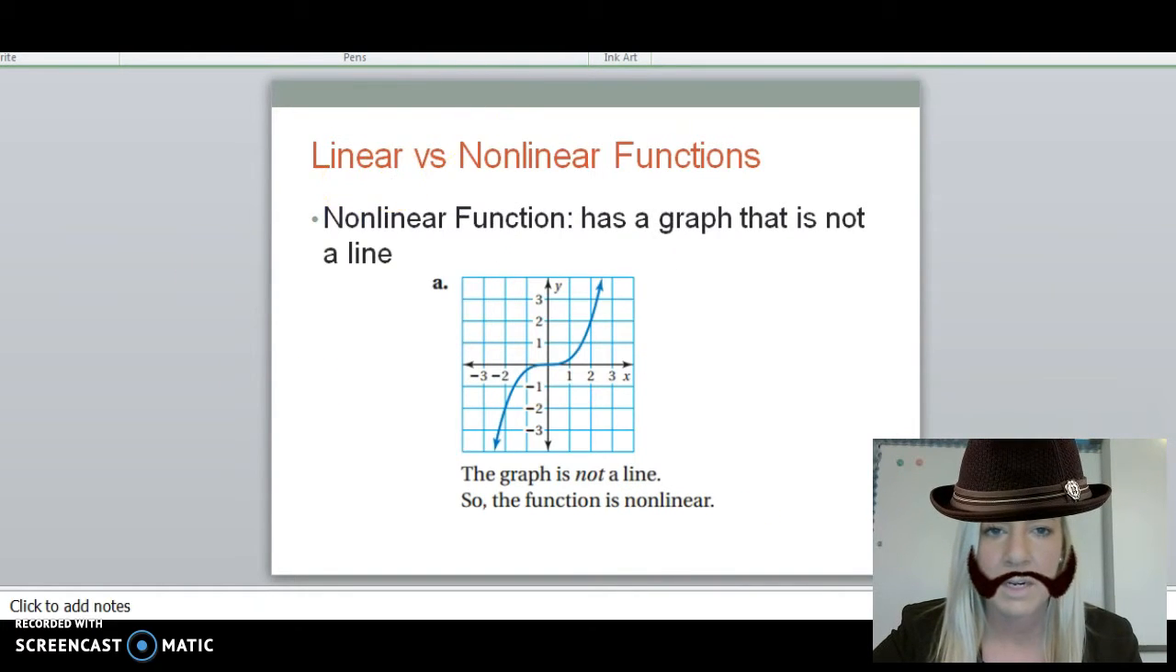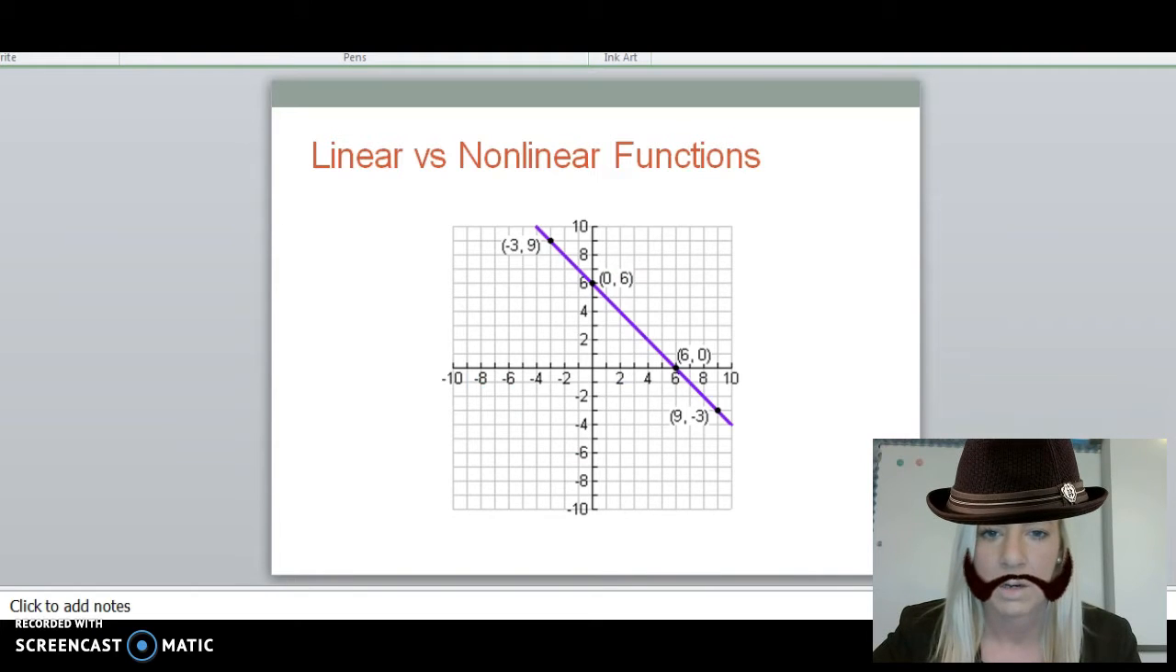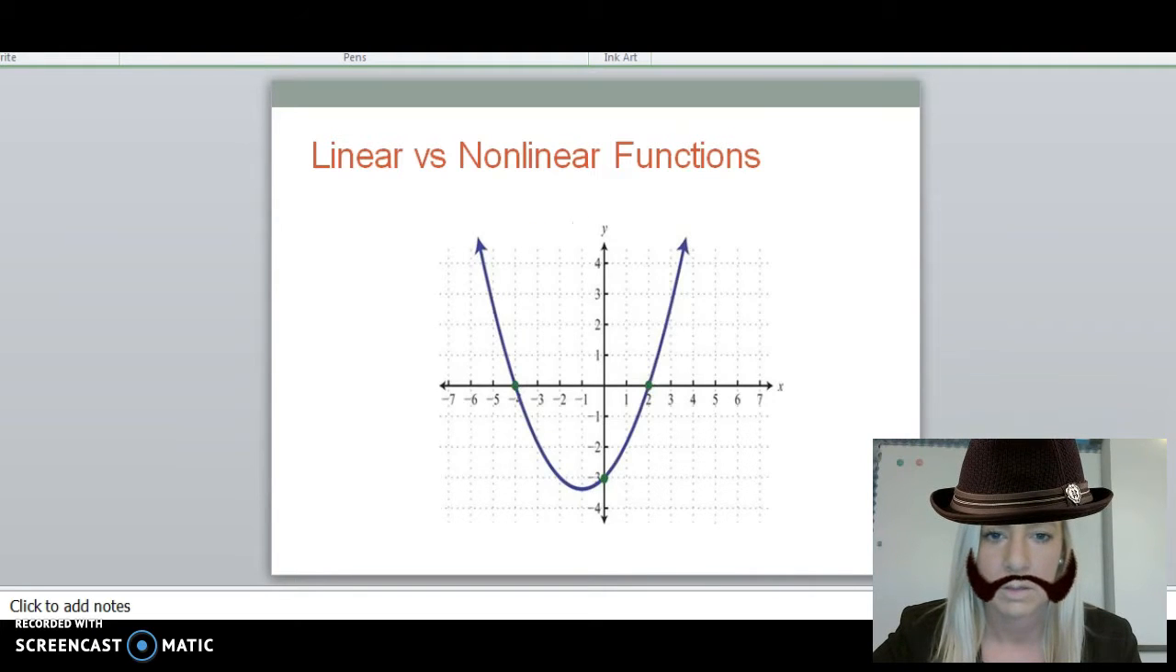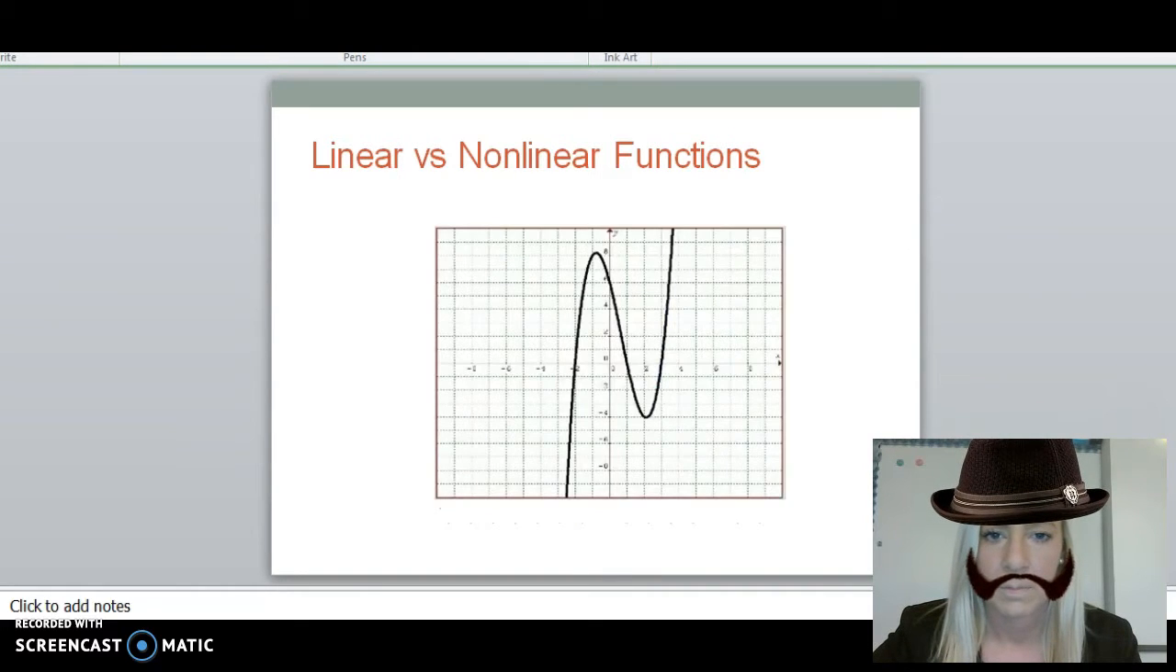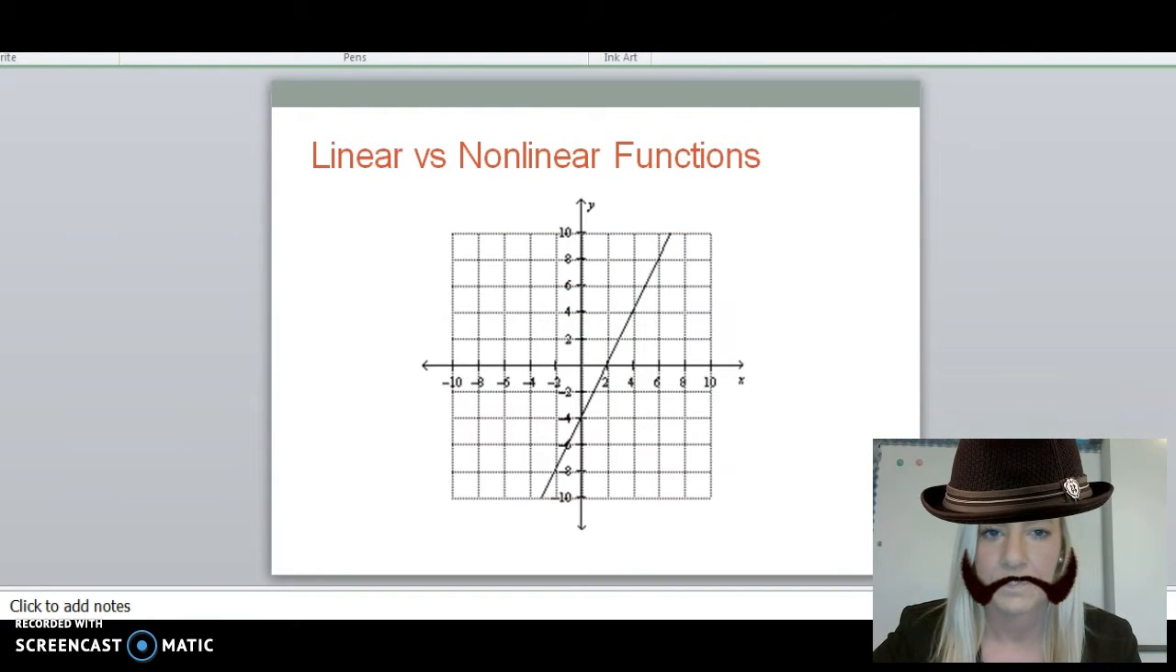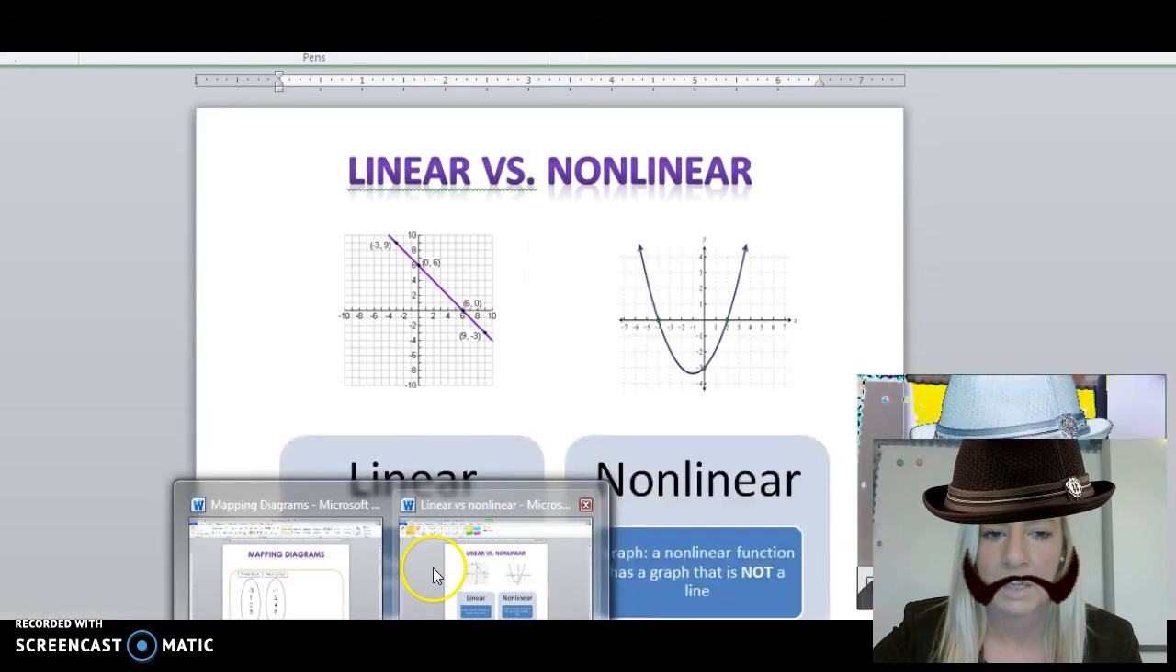Whereas a non-linear function is a non-line, or the graph that does not form a line. So this graph is not a line, so the function is nonlinear. Here's a couple other examples. This would be linear, because it forms a straight line. This is nonlinear, therefore it does not form a straight line. This is also nonlinear, it does not form a straight line. And this is an example of a linear function, because it forms a straight line.